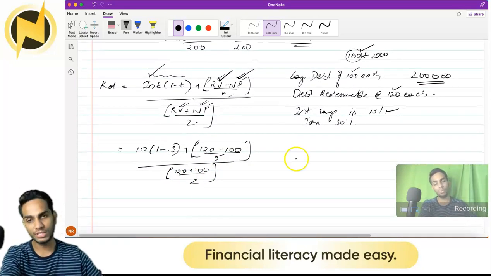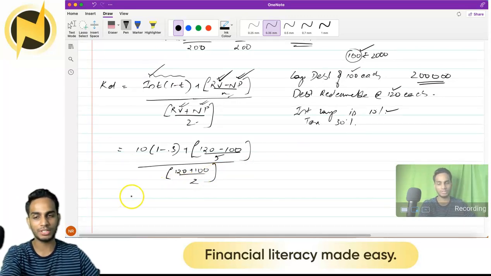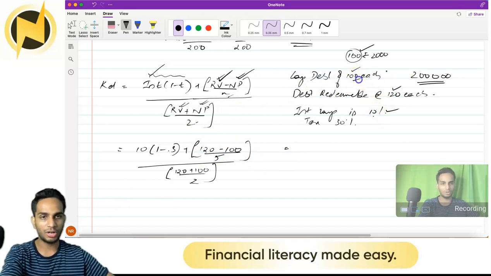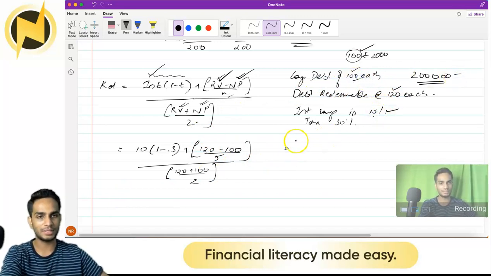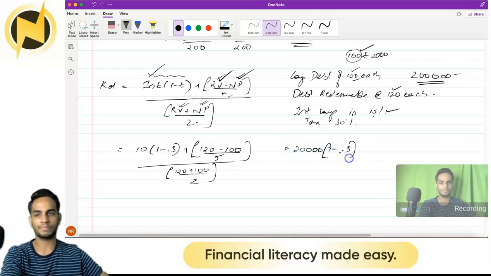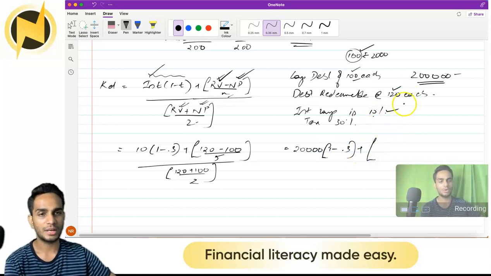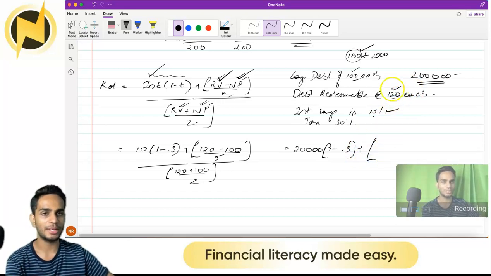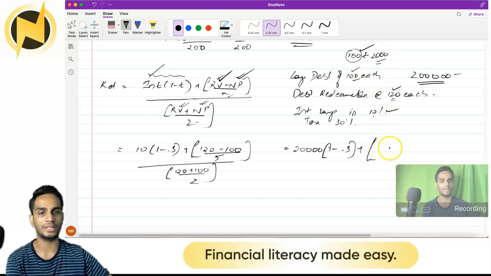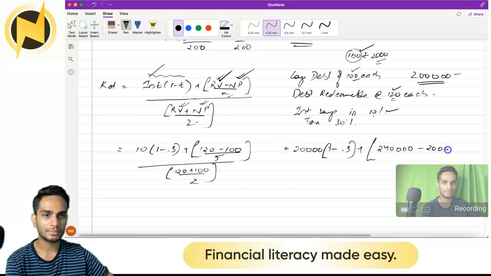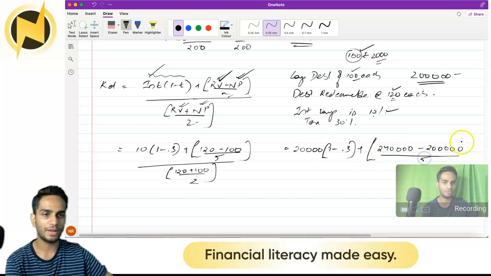Now if I am to do it with the whole security value, the whole debenture issued value, interest is the cost 10%, but not on 100, I will be doing it on 2 lakhs. So 10% of 2 lakhs is 20,000. 20,000 into 1 minus 0.3. Agreed. Plus what is the redemption value? 120 each, right? 2,000 debentures of 120 each. So it will be 2,40,000. Minus 2 lakh. The whole divided by tenure being 5.